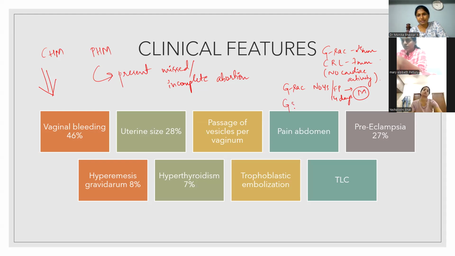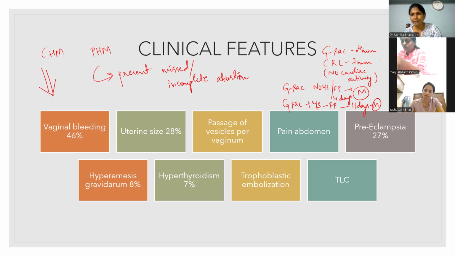And if G-sac is present plus yolk sac is present, but there is no fetal pole, and you wait for 11 days and still there is no fetal pole, again you call it a missed abortion. So these are the four important times where you diagnose a missed abortion, where gestational sac more than 25 without the presence of fetal pole or yolk sac is considered to be a missed abortion.